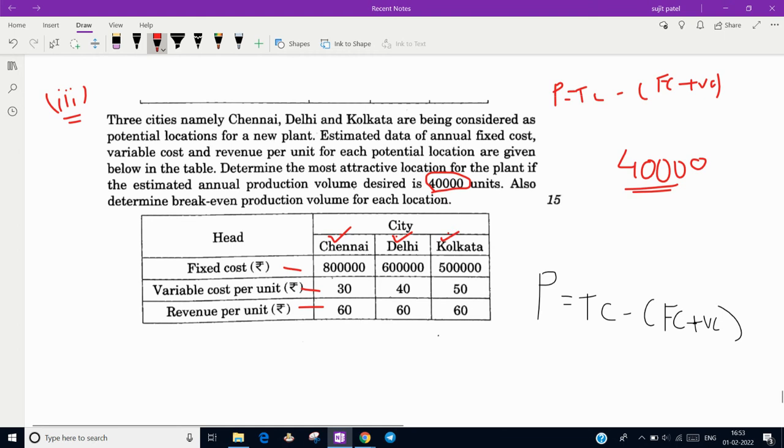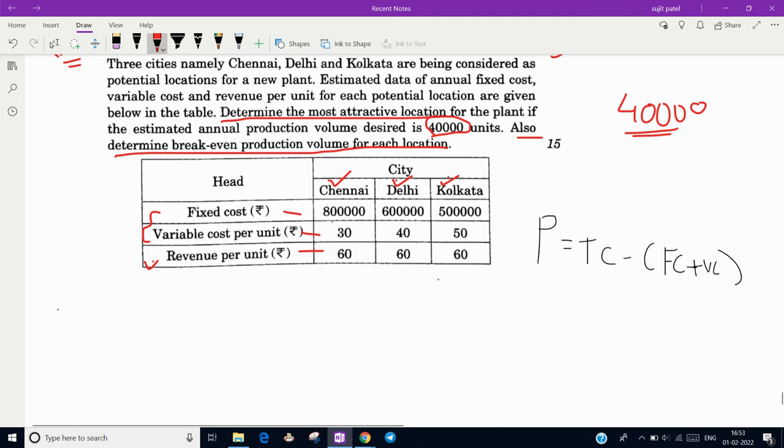Now we have to find the most attractive location, that means where the profit is maximum, and also determine the break-even production volume for each location. So let's start with Chennai.